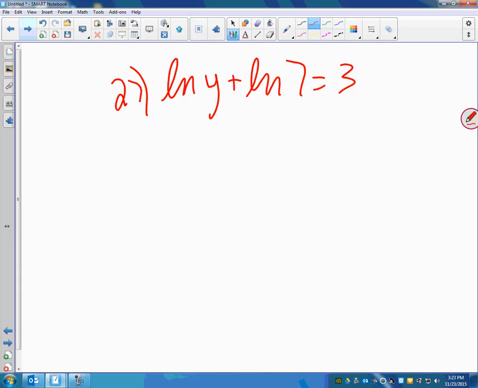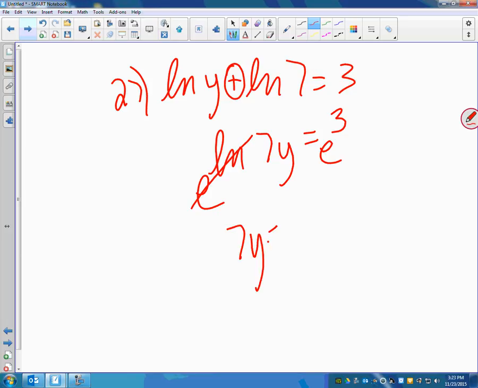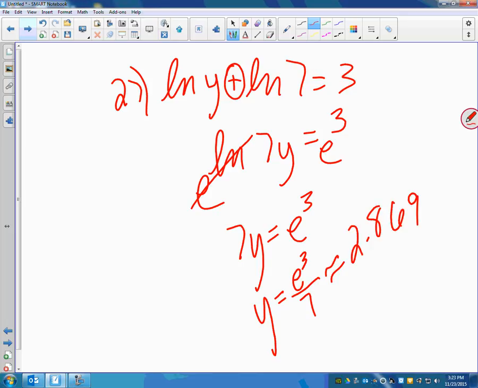Right, a lot of people want to just E everything there, but you cannot E unless you just have one ln. So that's where those properties come into play. So I wrote this as ln of 7y because addition goes together as multiplication. Then I can E both sides because E and ln cancel out, and I get 7y equals e to the third. So a nice exact answer there would be e to the third divided by 7. And there's more than one way to do that, but that's a good way, I think. And I got 2.869 as my answer.